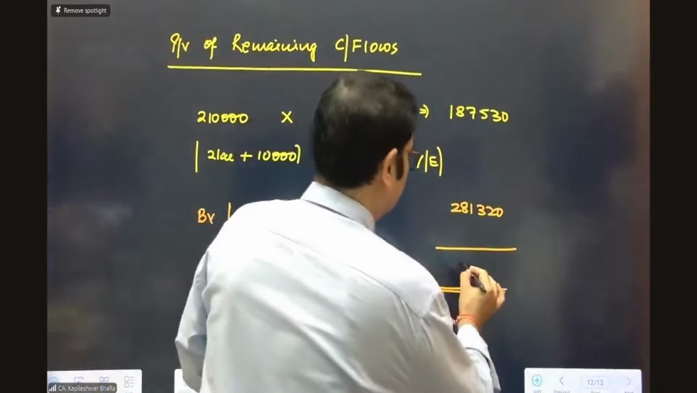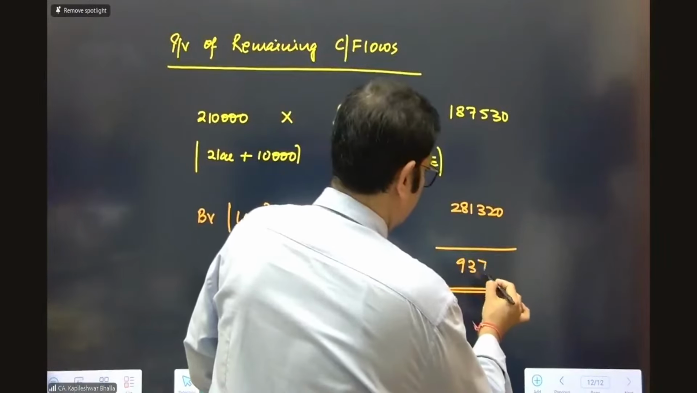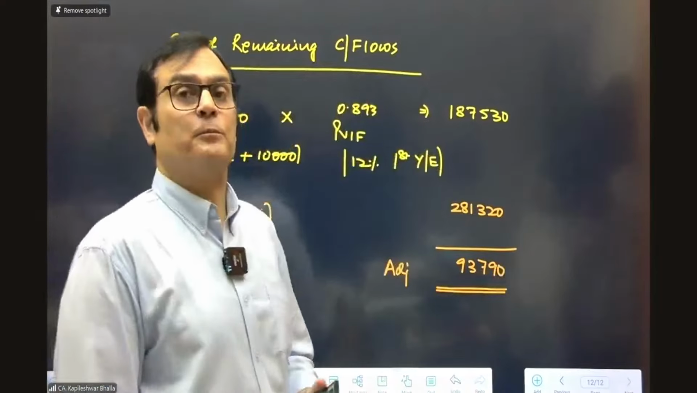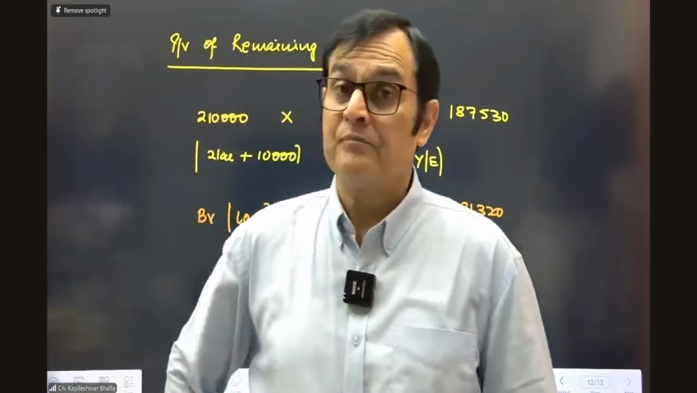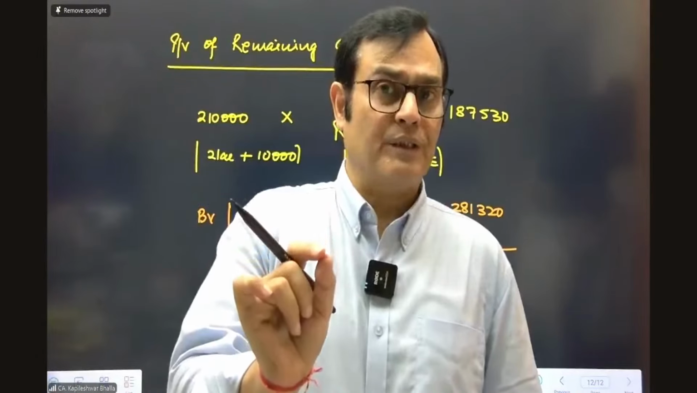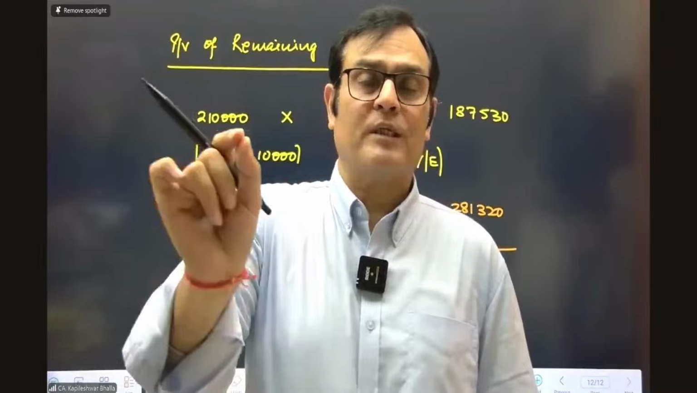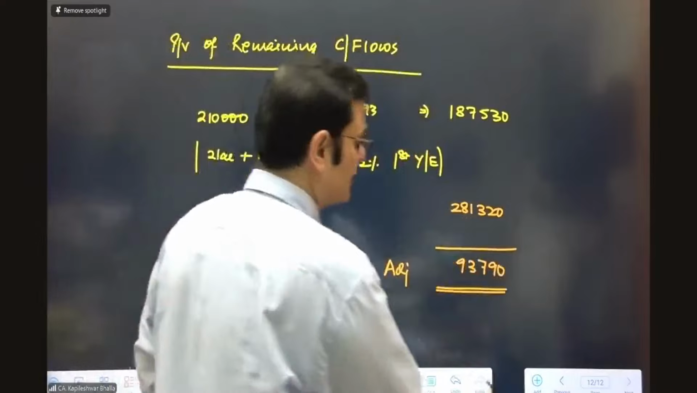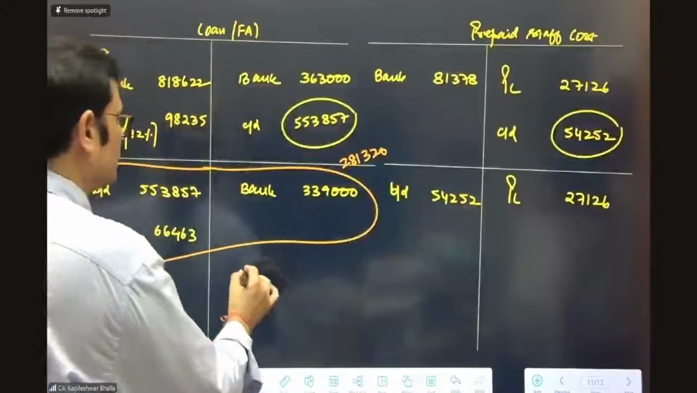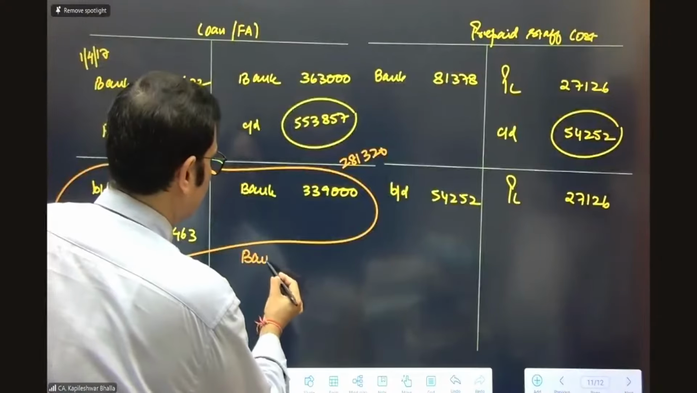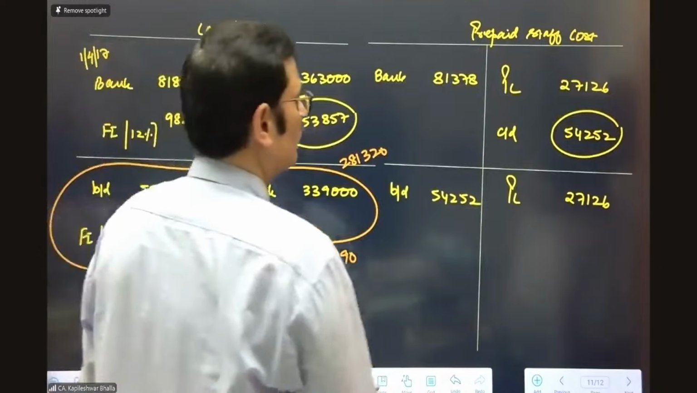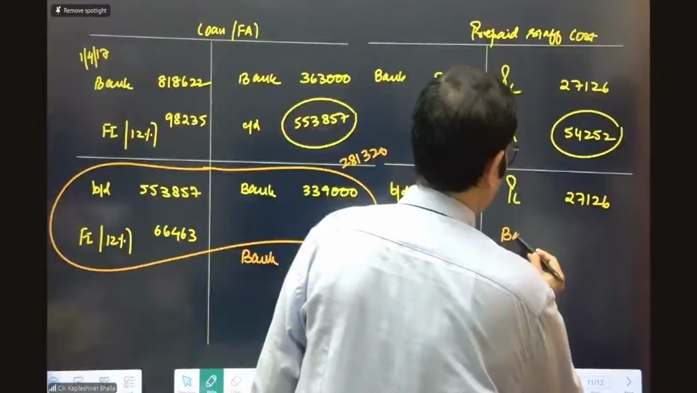So this comes to 93,790. So we can say out of that 1 lakh rupees of prepayment made by the employee, this amount gets adjusted towards, you can say, the loan, and the rest will get adjusted against the prepaid staff cost. So 93,790. So we record this amount, 93,790, and we also record this amount in bank.